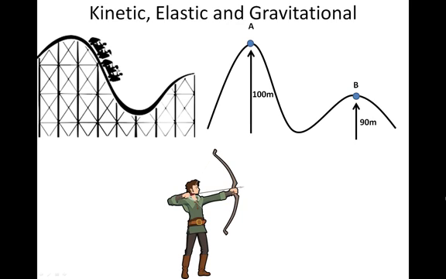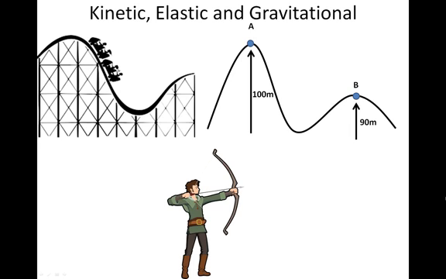This video is a guide to combining the equations for kinetic, elastic potential, and gravitational potential stores in order to calculate a missing variable. So for instance, I can use the kinetic equation and the gravitational potential equation to calculate the velocity of a ball if I know how far it has fallen.